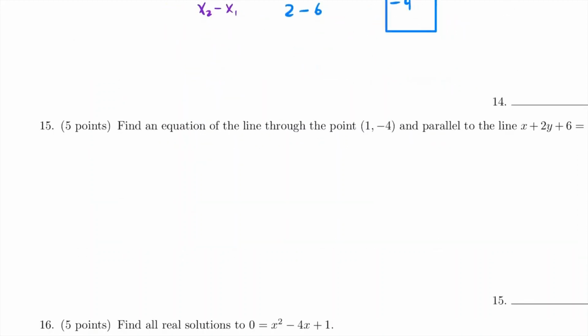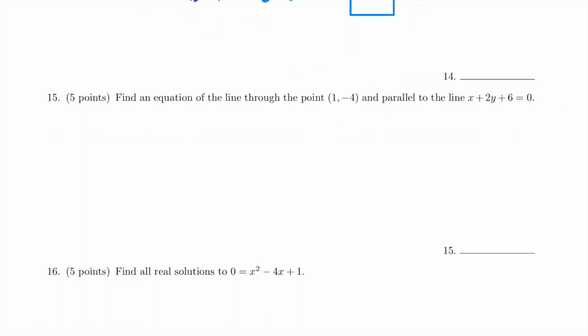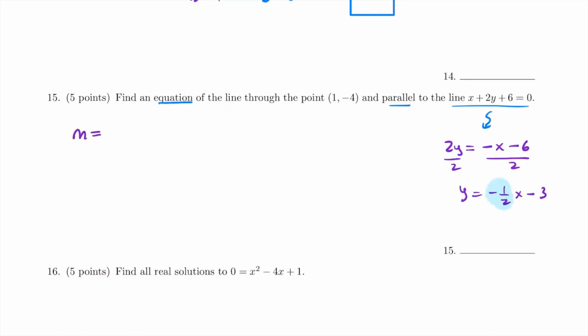Now here's the next problem, number 15. We want to find an equation of the line through this point parallel to this line. So we need to borrow the slope from here. So you can have the same slope as this line. So write it in y equals mx plus b. We have, so subtract 6, subtract x, you have 2y is equal to negative x minus 6, divided by 2. You have y equals negative 1/2 x minus 3. So we want to borrow this slope. So our slope is going to be negative 1/2, and the point is given to us. It is 1, negative 4.